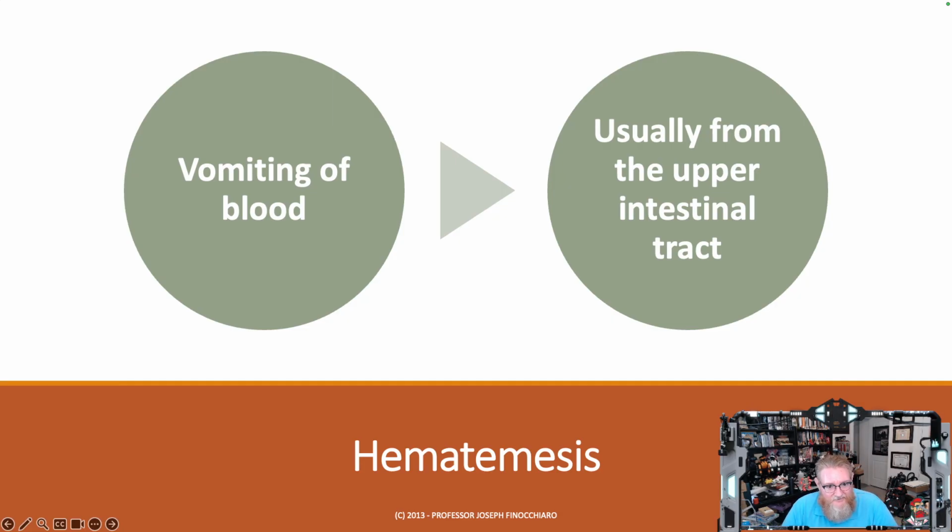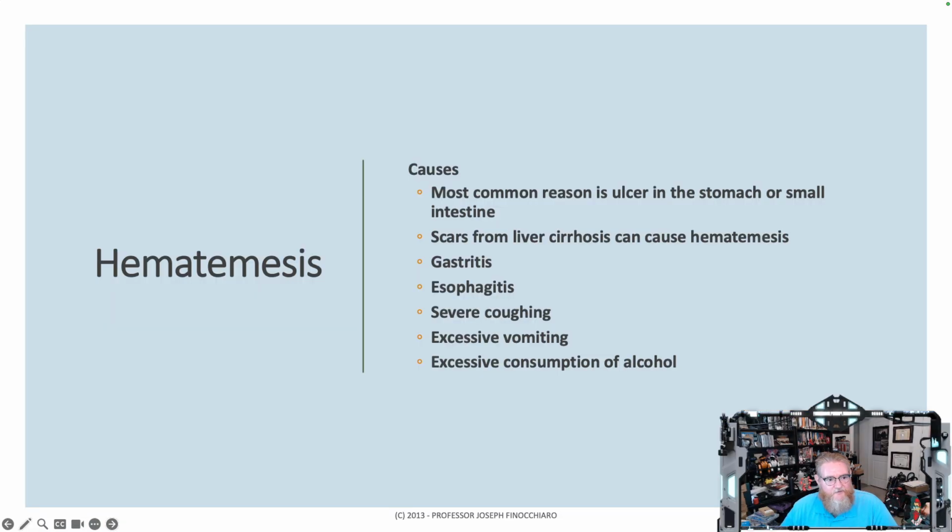Hematemesis is the vomiting of blood, and this is usually coming from the upper intestinal tract. Causes of hematemesis is an ulcer in the stomach or small intestine. That is the most common reason, is the ulcer. Scars from liver cirrhosis can also cause this, as well as gastritis, esophagitis, severe coughing, excessive vomiting, and excessive consumption of alcohol.